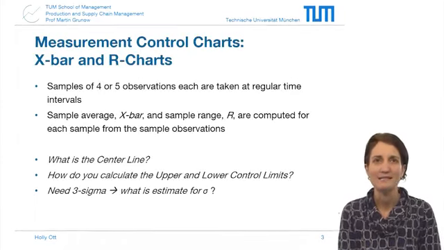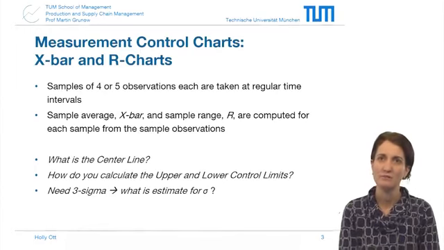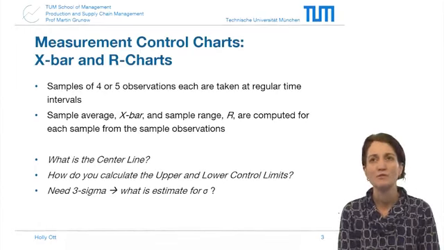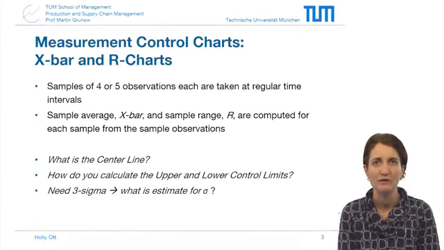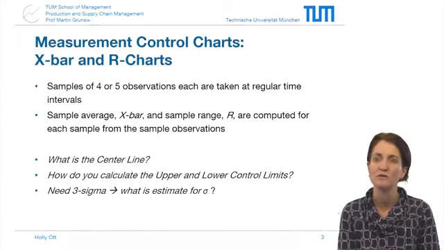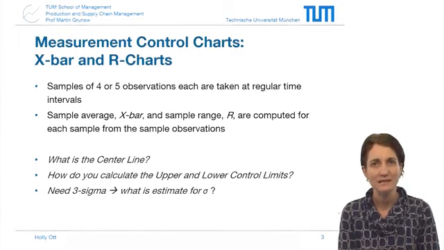In the last section, we mentioned X-bar and range charts, or R charts, in which samples of 4 or 5 observations each are taken at regular time intervals. The sample average, X-bar, and the sample range, R, are computed for each sample from the sample observations. And we said in this lecture we want to answer the following questions.